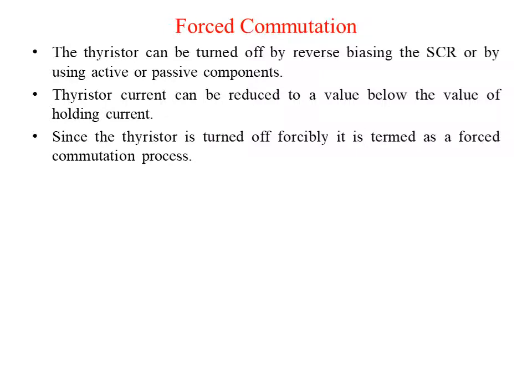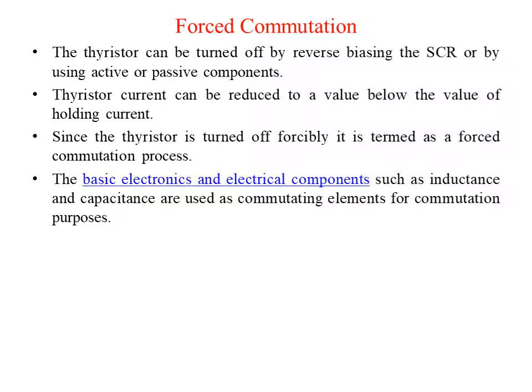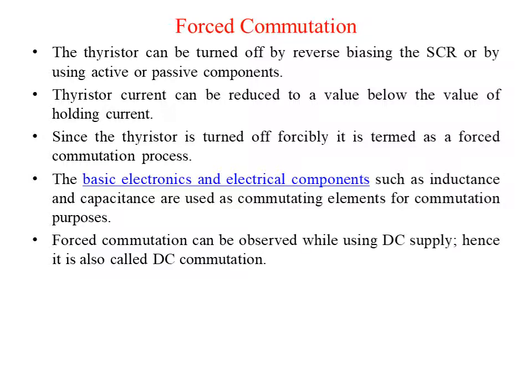Since a thyristor is turned off forcibly, it is termed the forced commutation process. The basic electrical components, such as inductance and capacitance, are usually used as commutating elements for commutation purposes. That is, the passive components inductance and capacitance are used for reverse biasing the SCR forcibly. Forced commutation can be observed using a DC supply, hence it is also called DC commutation.